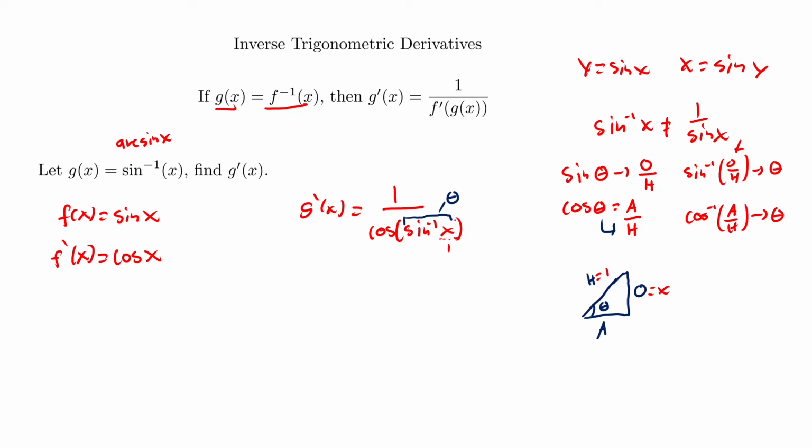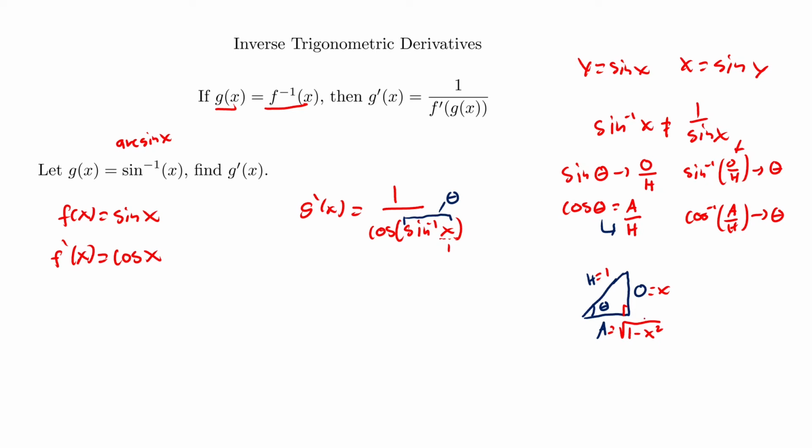We don't know what that angle is, but we don't need to know what that angle is, because once we take the cosine of that angle, we'll be left with the adjacent over the hypotenuse. So we just now need to figure out what the adjacent is here. And since this is going to be a right triangle, we can use the Pythagorean theorem to deduce that this is going to be the square root of 1 minus x squared.